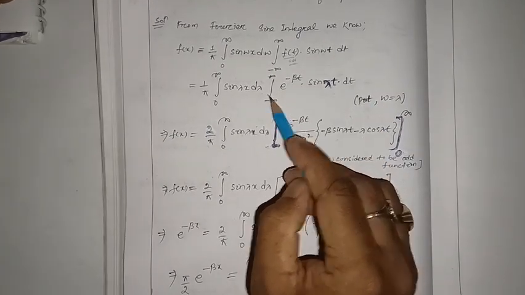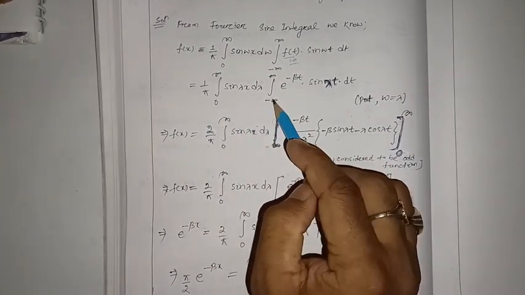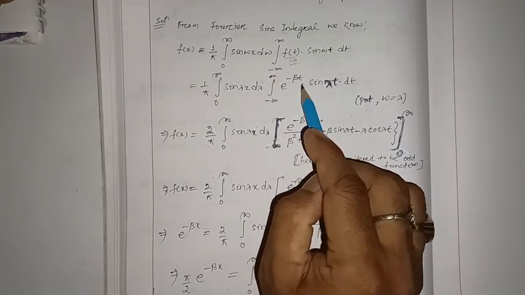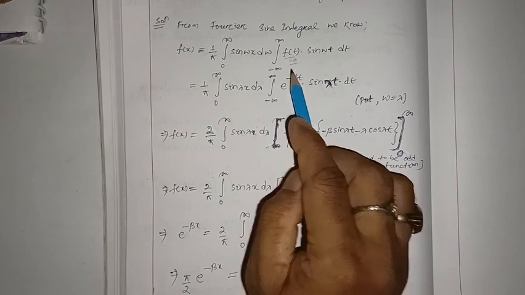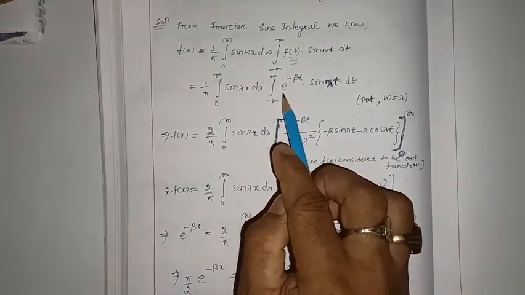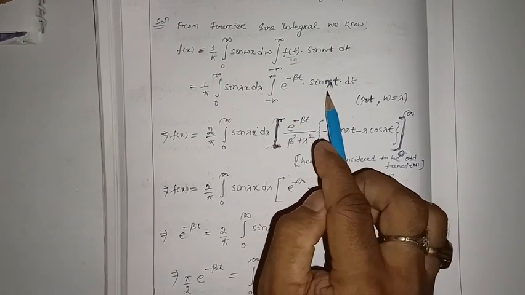Here I omitted one step: it is minus infinity to plus infinity, but as we consider that this is your odd function for your Fourier sine integral, this one is your odd function. So this entire thing will be the even function.